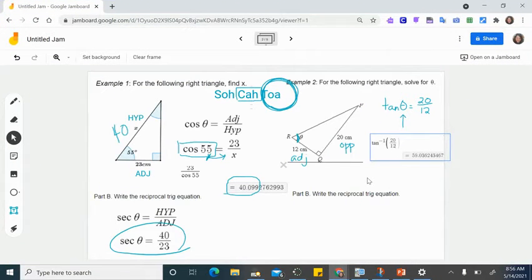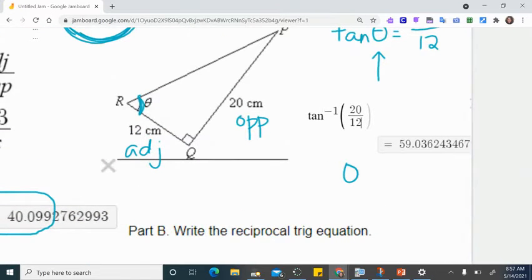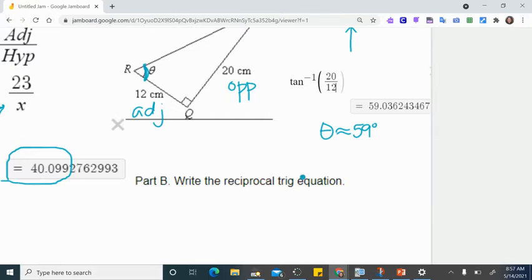Okay, so that means that my angle here, theta, is about 59 degrees. The next part says now find the reciprocal, write the reciprocal trig equation. Let me go ahead and put this in here, about 59. So we were doing tangent, so now we're going to do cotangent.